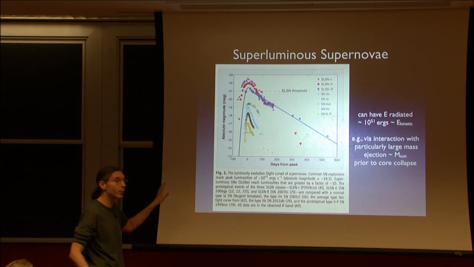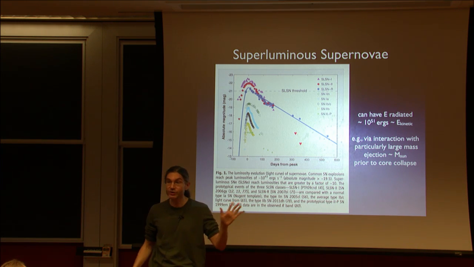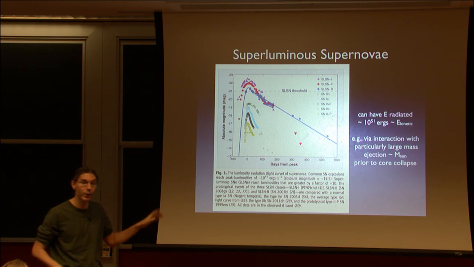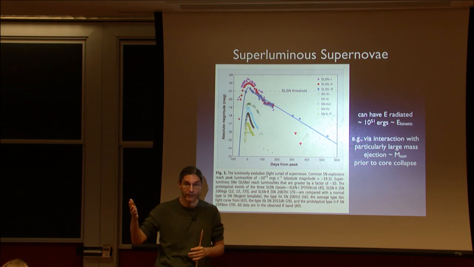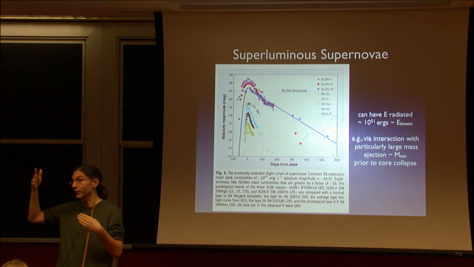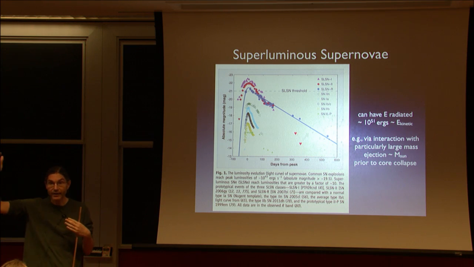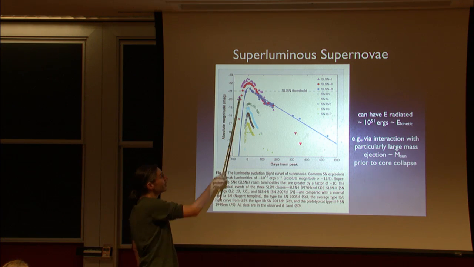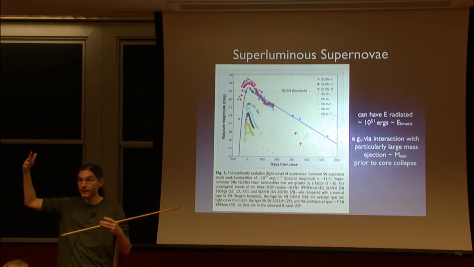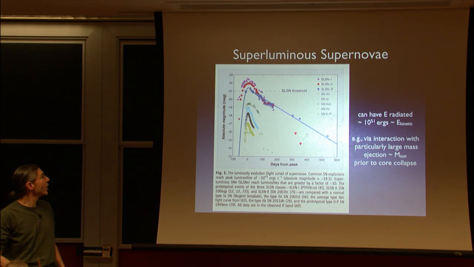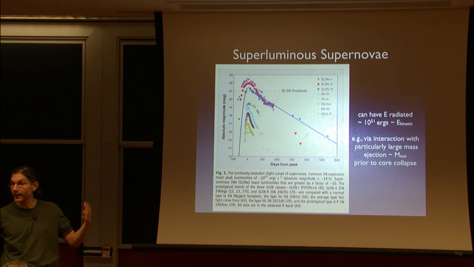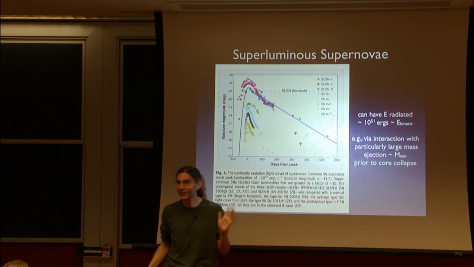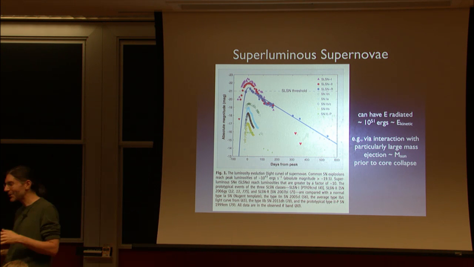So these are systems where the radiated energy approaches 10 to the 51 ergs. This is a case where, unlike in normal supernovae, where the radiated energy is maybe 1% of the shock energy, 10 to the 49 ergs, in rare cases the total bolometric luminosity of the supernova approaches the kinetic energy of the shock. And as always, there's type 1 and type 2 supernovae.